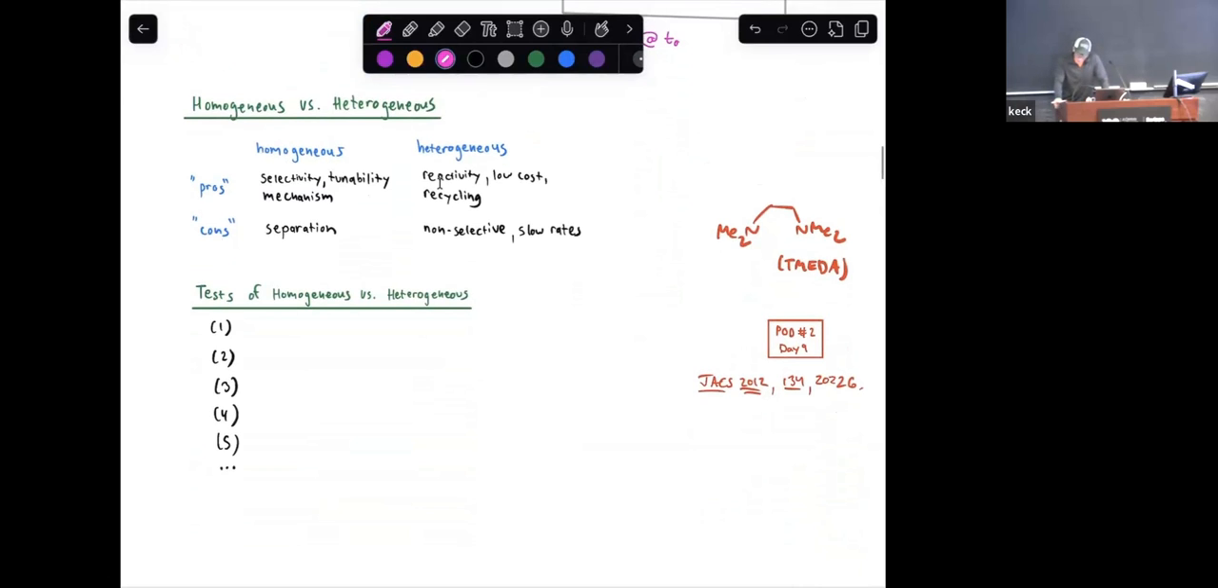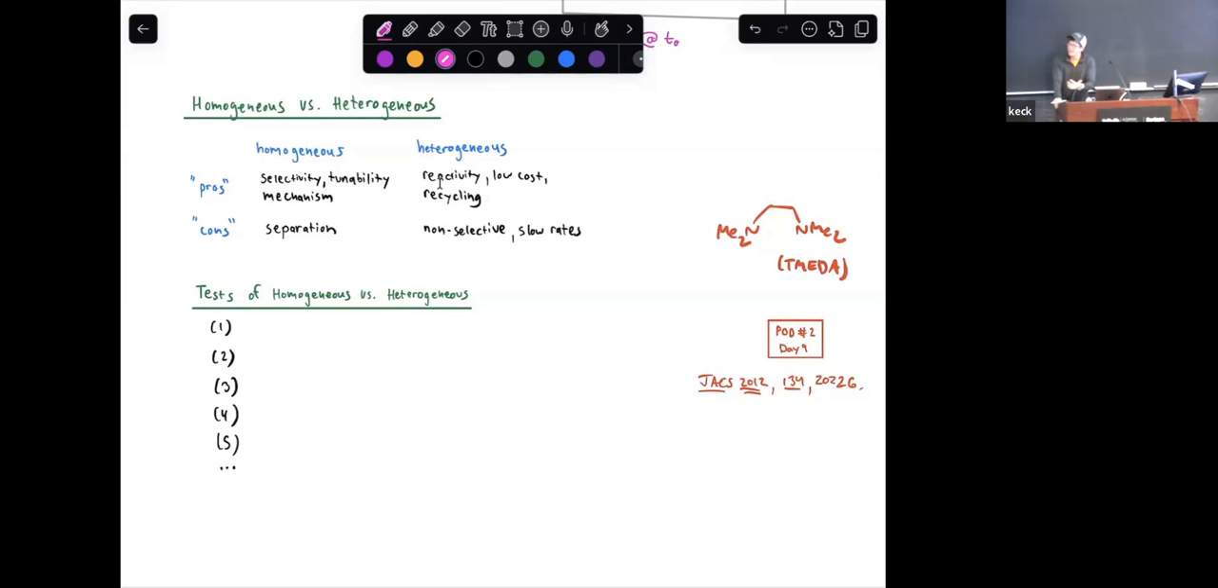As organic chemistry practitioners, we use homogeneous catalytic reactions. We use heterogeneous catalytic reactions on a day-to-day, week-to-week basis. The heterogeneous reactions you're probably most familiar with are things like hydrogenation over palladium on carbon. There are pros and cons to each approach, and how much you weigh the pros and cons also depends on the setting that you're operating in.